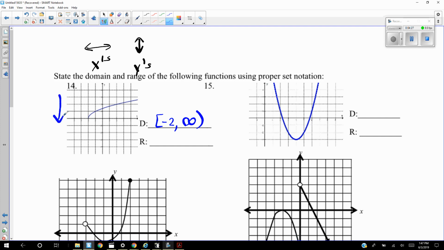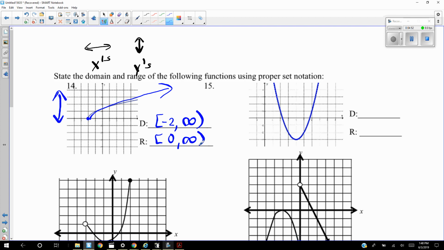Range is how far up and down the graph goes. Again, it does not go down forever. It has a lowest y coordinate, and that y coordinate is 0. It's going right, but it's also going up forever. It's just going up a little more slowly than it is going right. So there's the range.